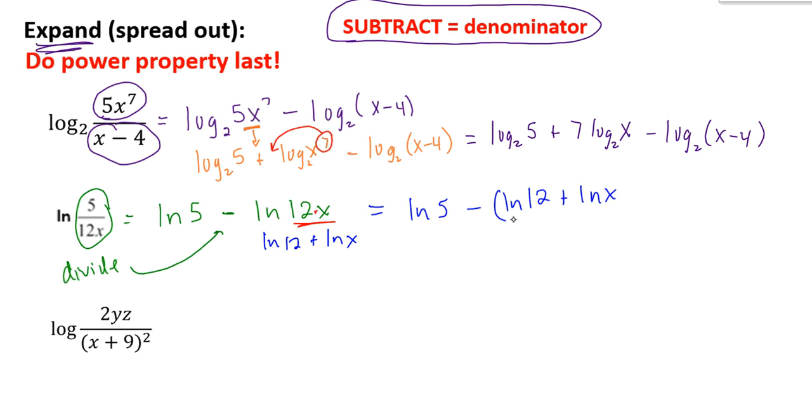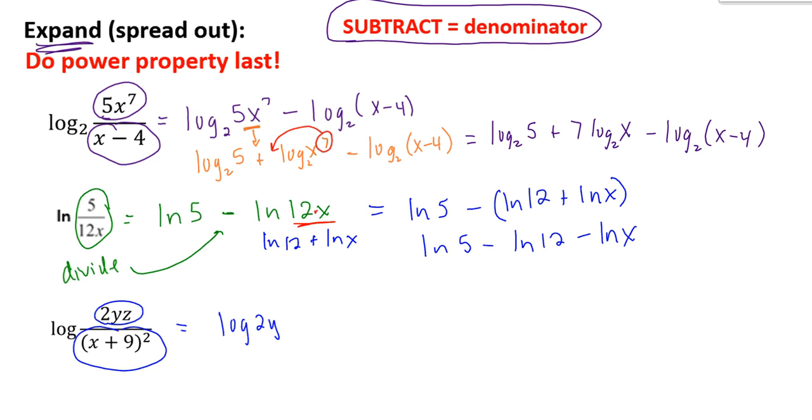Now, since we are minusing and substituting that whole thing in, technically it's ln of 5 minus ln of 12 plus, or sorry, minus, because you got to distribute that minus, ln of x. Okay, next one. So we've got a top and a bottom. I'm going to split it up. Top stuff minus, because it's divide, the log of this stuff.